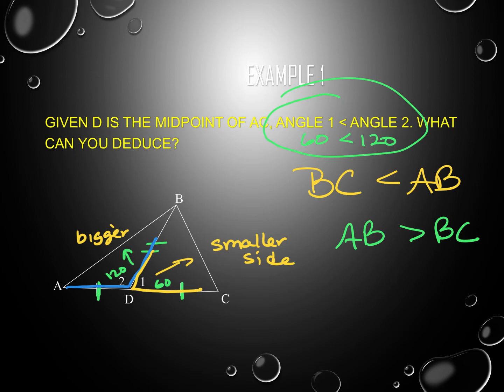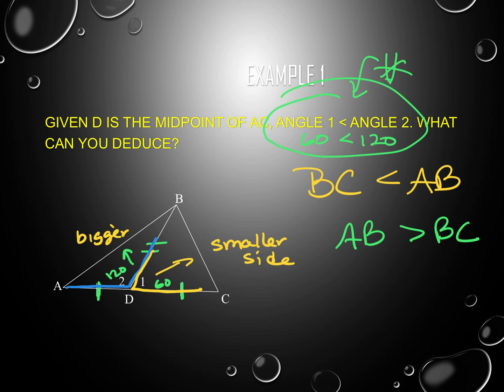I realized it was a straight line, so I had to make sure that my two numbers added to be 180. But then I just picked a number that satisfied what was given, and angle 1 had to be a smaller angle than angle 2.